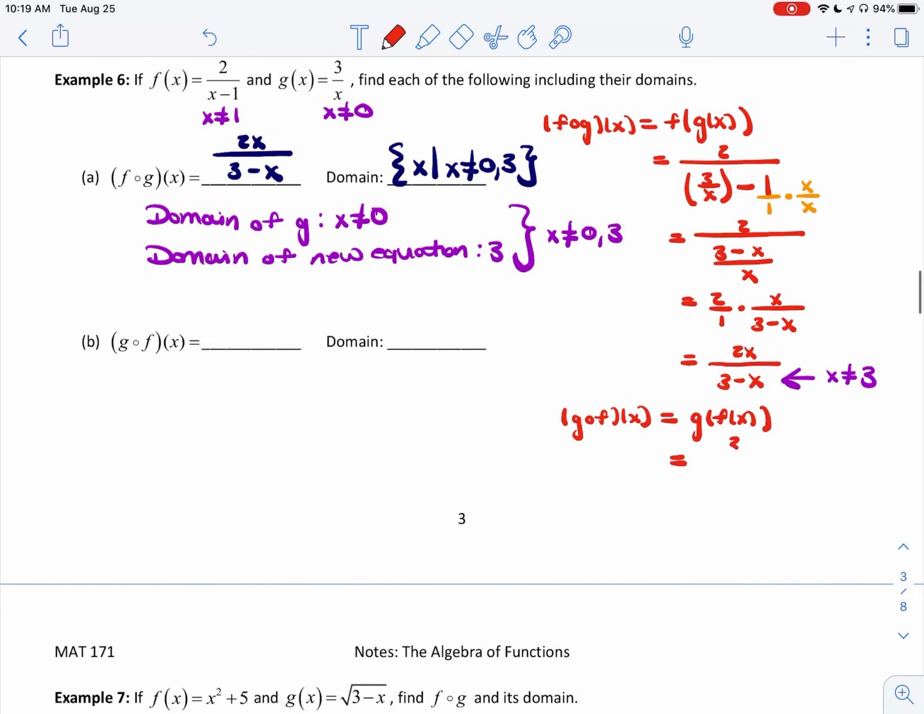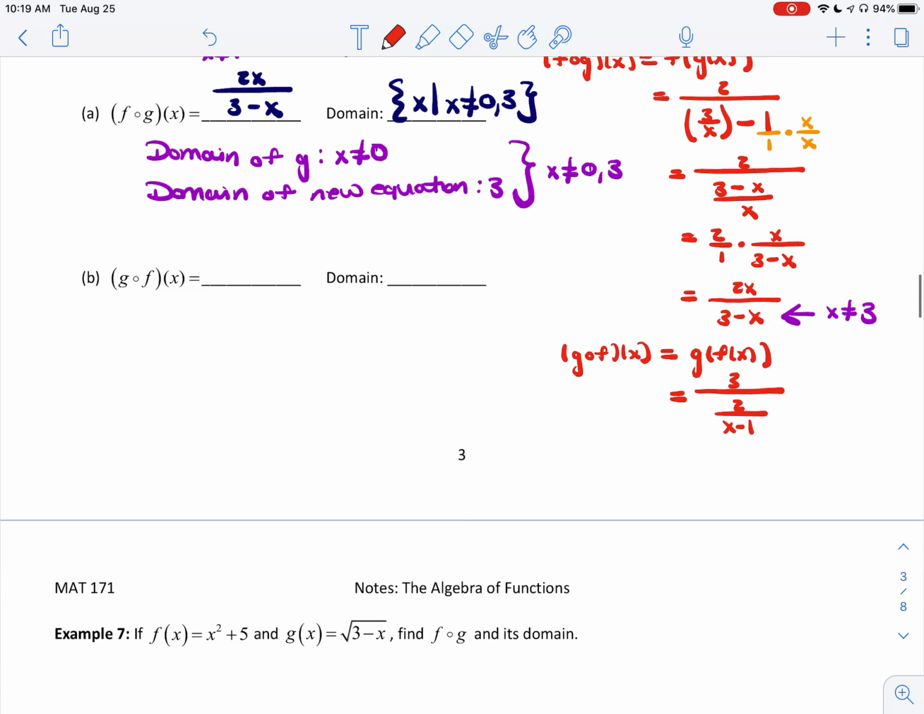All right, so that's going to be 3 divided by this whole function, 2 over the quantity x minus 1. Again, remember, dividing by a fraction, you just multiply by the reciprocal. So 3 over 1 times x minus 1 over 2. And then simplify. You can distribute that 3 in on the top. So 3x minus 3 all over 2. All right, so that is our function, 3x minus 3 all over 2.